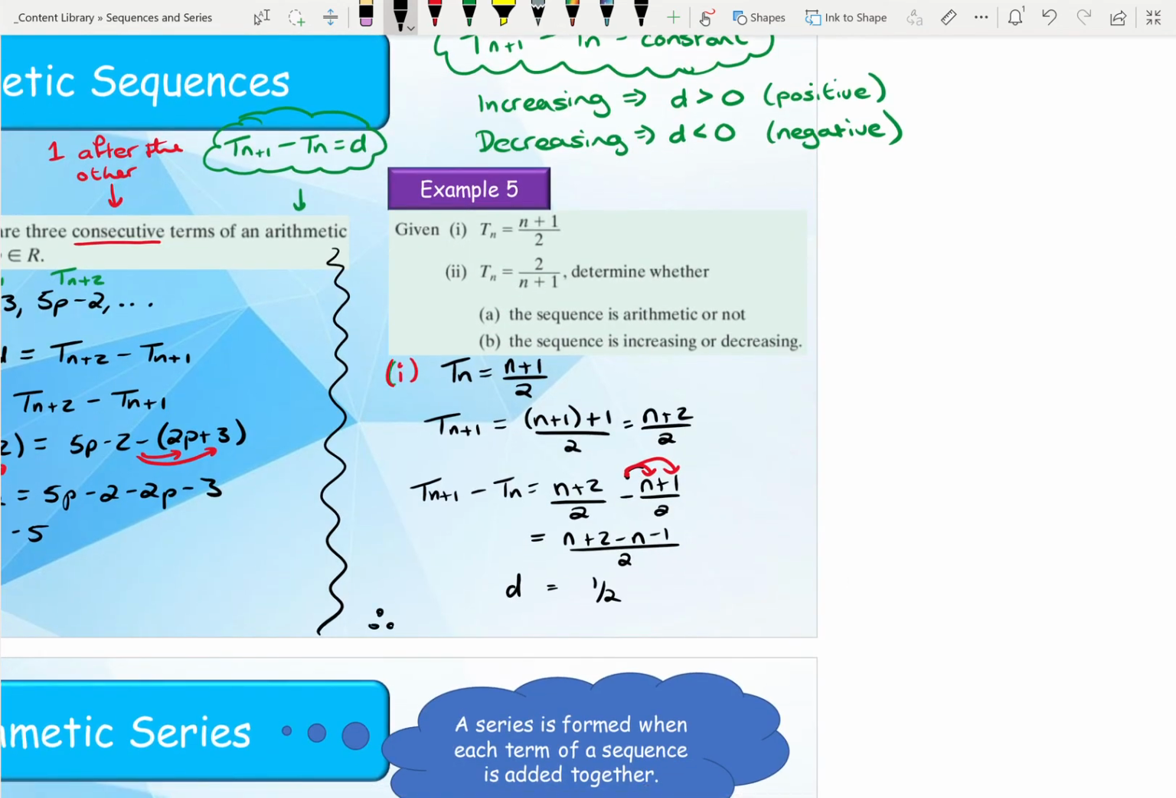So now I can say in my conclusion, therefore it is arithmetic. And it's always very important to have a conclusion in these questions, as tn plus 1 minus tn is equal to a constant. And that constant that it's equal to is d, and I can see d is a half, which is greater than 0. So the sequence is increasing. So you can see here I've actually answered part A and part B using the same method.